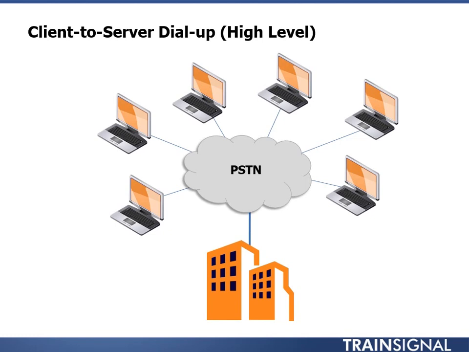Now, this is the client-to-server dial-up architecture, and you'll notice not too much changed. This is the VPN architecture, this is the dial-up architecture. The only thing that changes is the network. Instead of using the internet in a VPN architecture, you use the PSTN, the Public Switched Telephone Network, sometimes called POTS, plain old telephone service. So you can see from a high level, the difference between the dial-up and VPN remote access systems is really negligible. The only difference is the backbone that they use to connect.